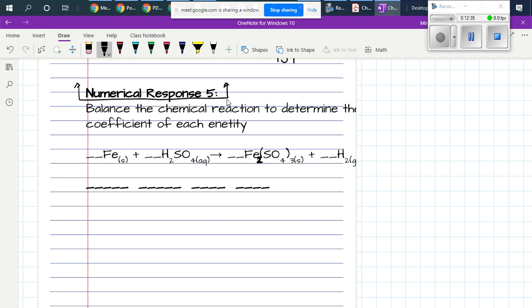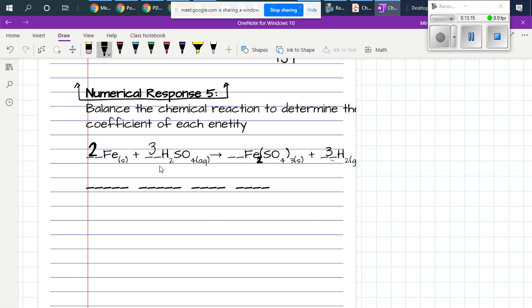So what type of reaction is this first before we move to balancing it? On the chat, what type of reaction is this? Is it a formation, a decomposition, a single replacement, a double replacement, or combustion? The balanced chemical reaction will be 2 as the coefficient of iron, 3 as the coefficient of sulfuric acid, 1 as the coefficient of iron 3 sulfate, and 3 as the coefficient of hydrogen gas.